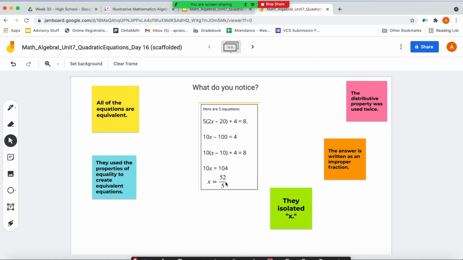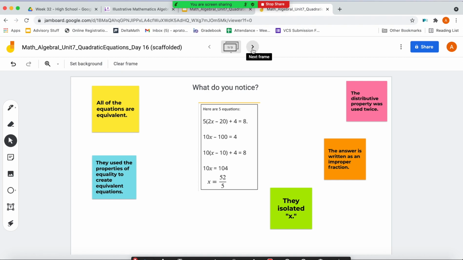Another really meaty discussion you can have, especially for higher level students, is talking about how these two equations are equivalent. Can you justify how this equation is equivalent to this equation? Because I see 5 groups of 2x minus 20, and I see 10 groups of x minus 10. How are they the same? How is this the same as this? What did they do to get from here to here? What moves did they take?